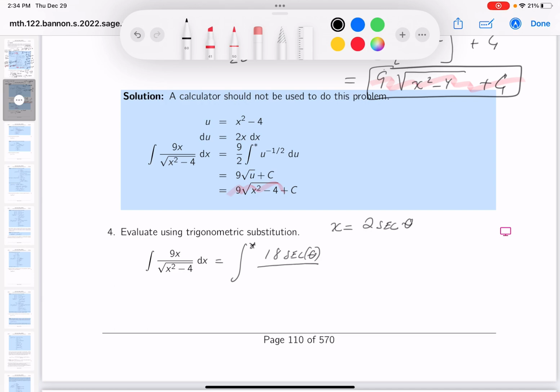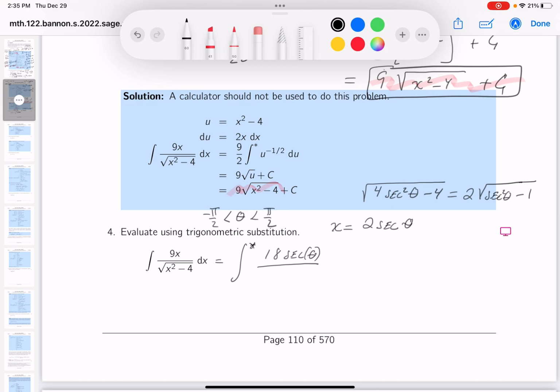Let's be careful about the bottom, by the way. What are you going to get? You're going to get 4 secant squared theta minus 4. I will erase this in a moment. And I could factor the 4 out. I'd get 2, and then I get secant squared theta, let's see, minus 1. All right. Now let's put our theta between minus pi over 2 and pi over 2.